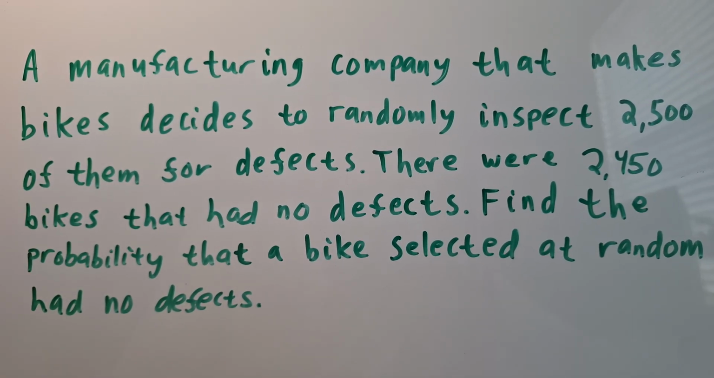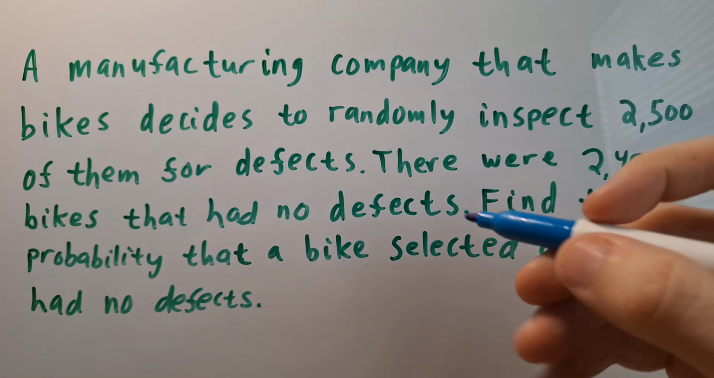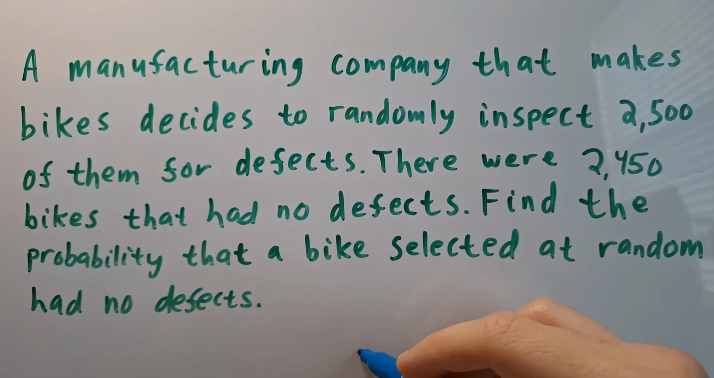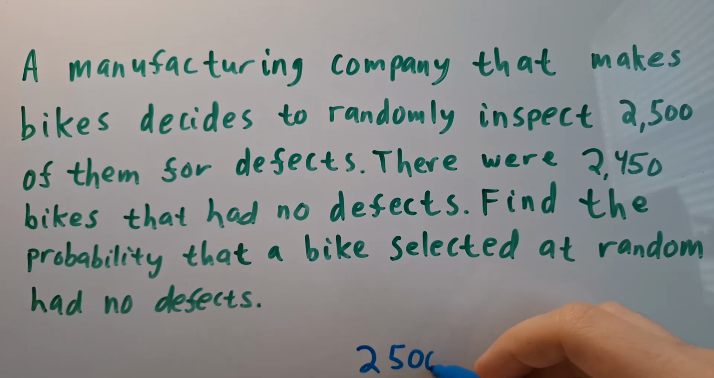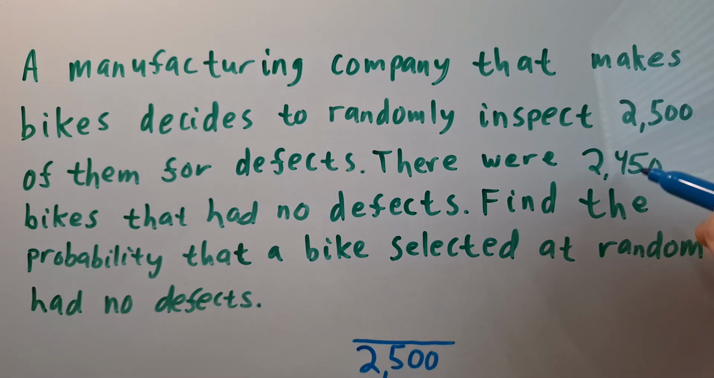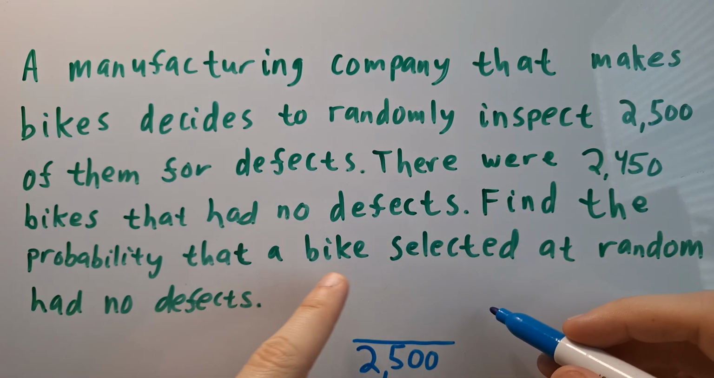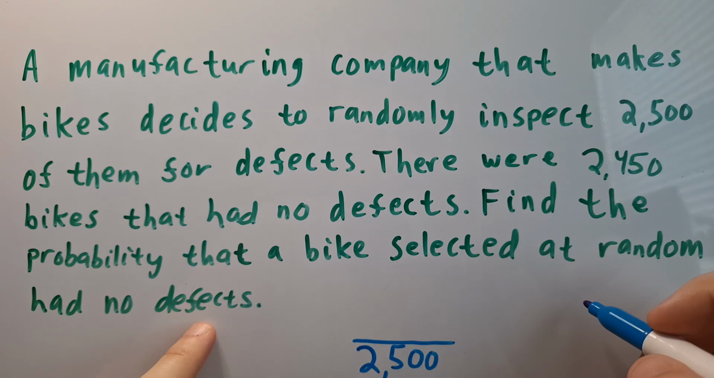A manufacturing company that makes bikes decides to randomly inspect 2,500 of them for defects. There were 2,450 bikes that had no defects. We are tasked with finding the probability that a bike selected at random had no defects. This is experimental probability because what happened is that a company decides to inspect bikes to see if they have any defects. So of those 2,500, 2,450 of them had no defects, and we're tasked with finding the ones at random that had no defects.